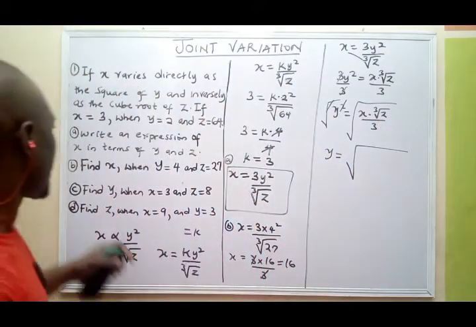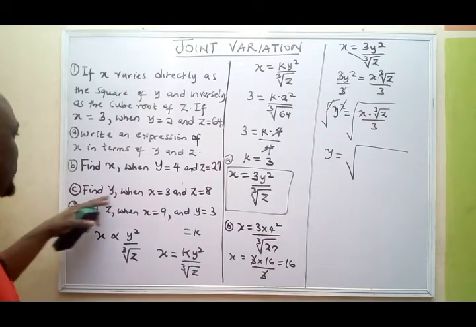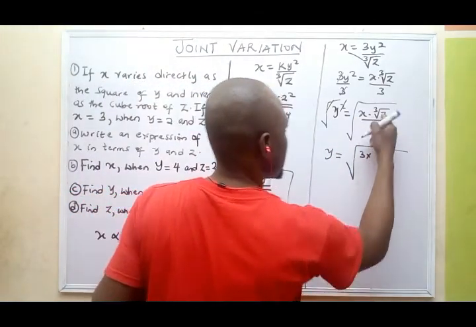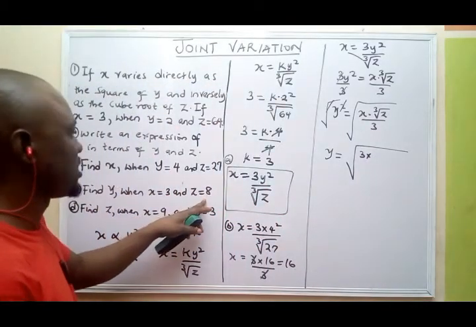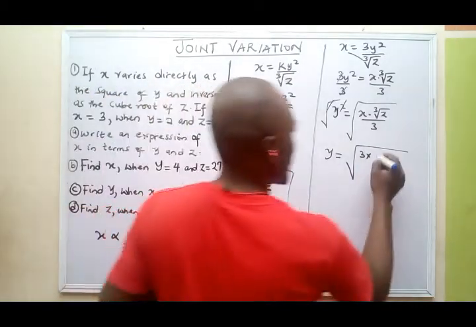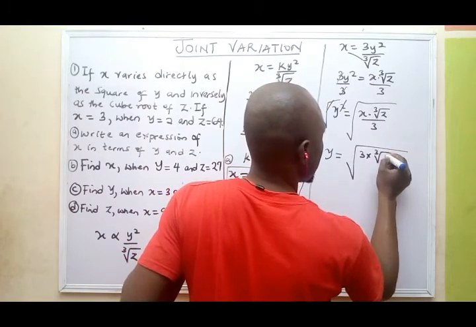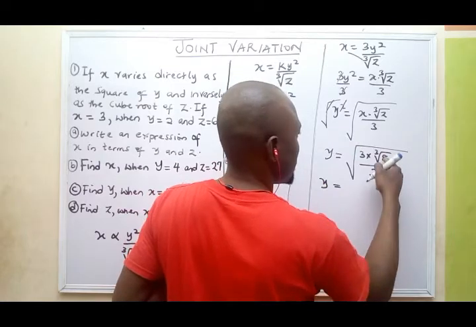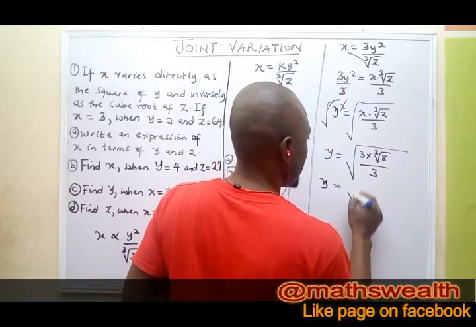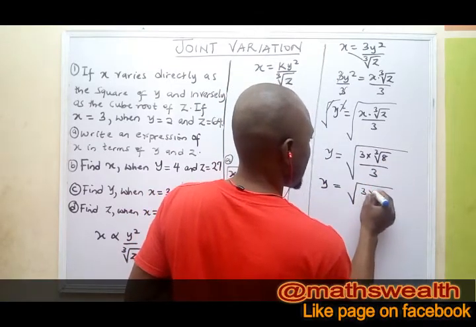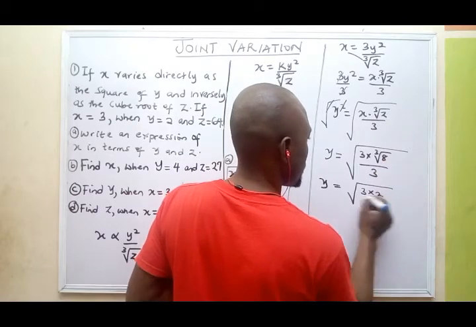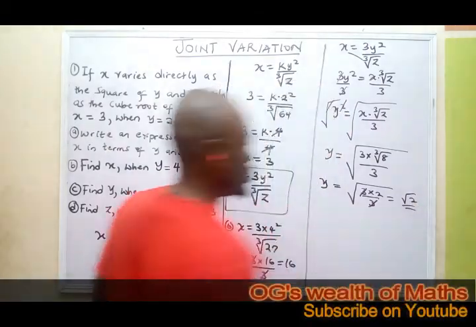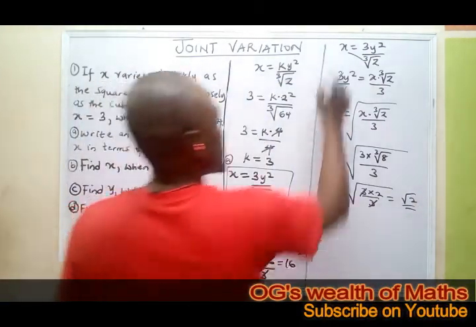Now I can plug in the value of x, which is 3. I'm going to plug in 3 here, times the cube root of z, where z is 8, over 3. So y will be the square root of 3 times the cube root of 8, which is 2, over 3. The 3 cancels 3, so y is root 2. So this is the c part of it.